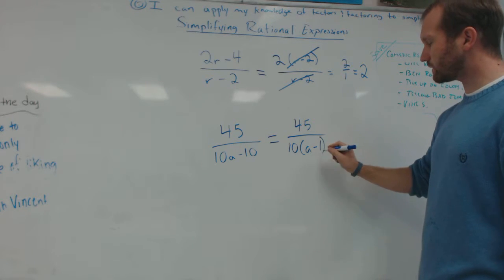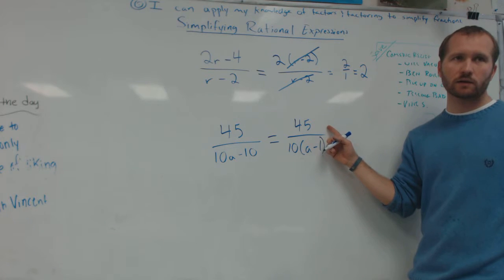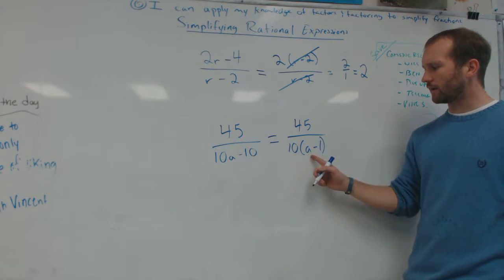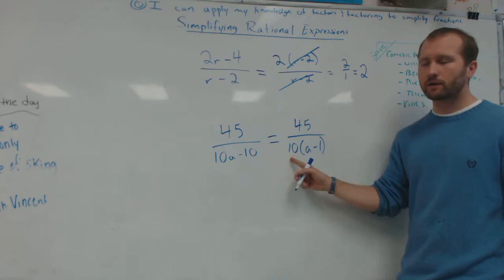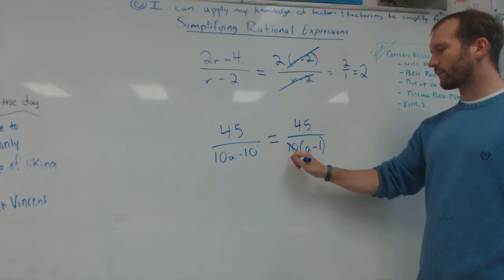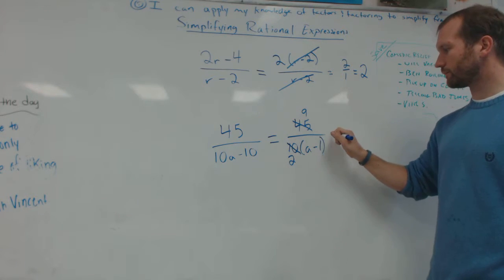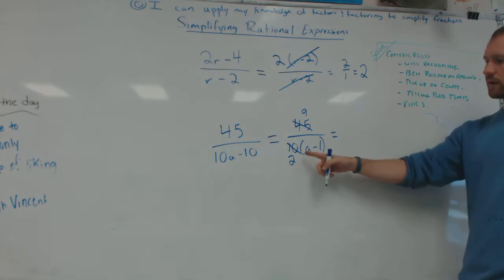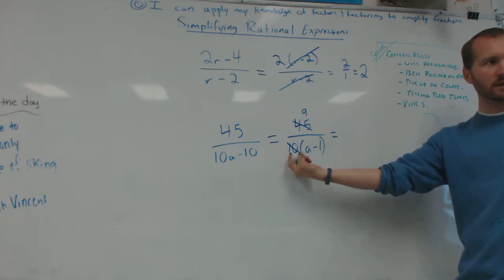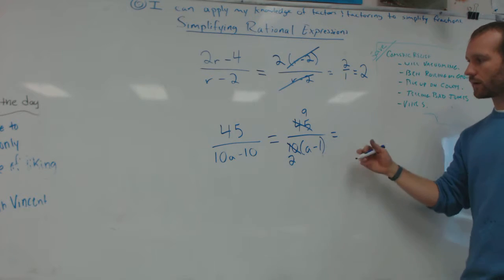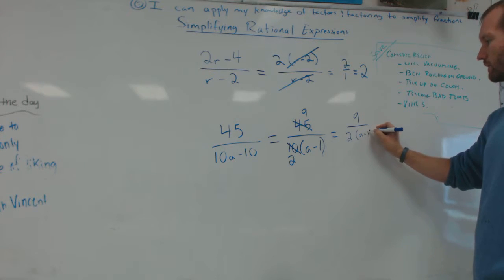times a minus 1. And now the factors of the top are 45 and 1. Factors of the bottom are 10 and a minus 1. But I see something that this number and this number have in common. I'm going to cancel a 5 out of that, leaving 2. I'm going to cancel a 5 out of that, leaving 9. So I'm canceling from this factor to this factor. This 10 all by itself is a factor. I have 9 over 2 times a minus 1.